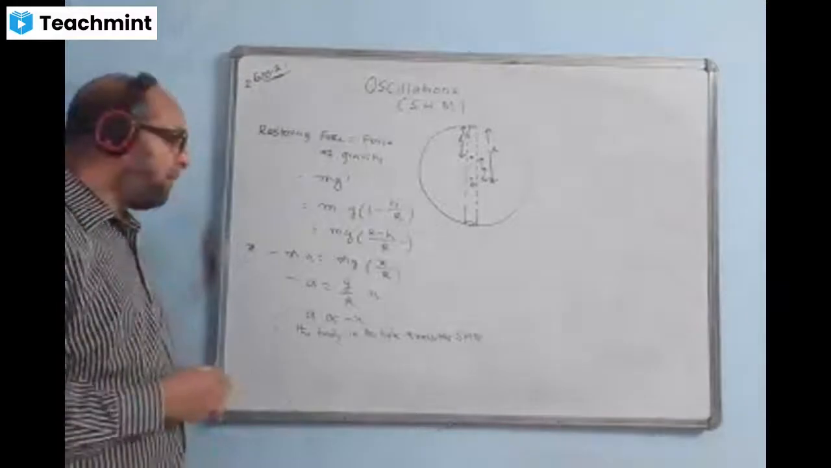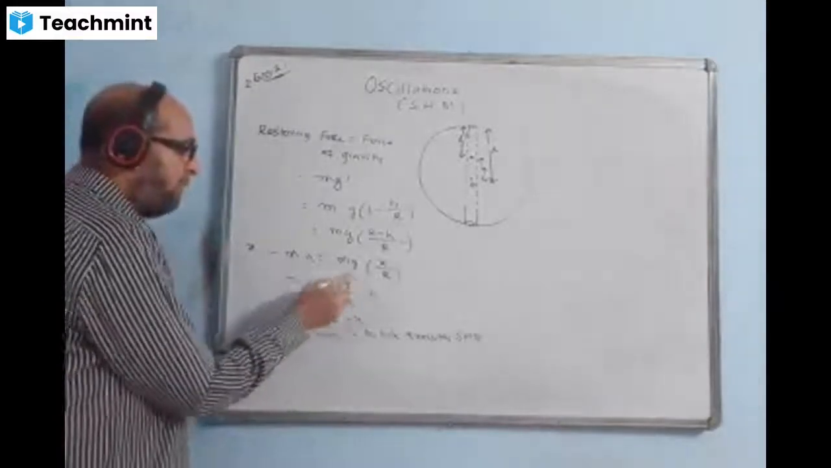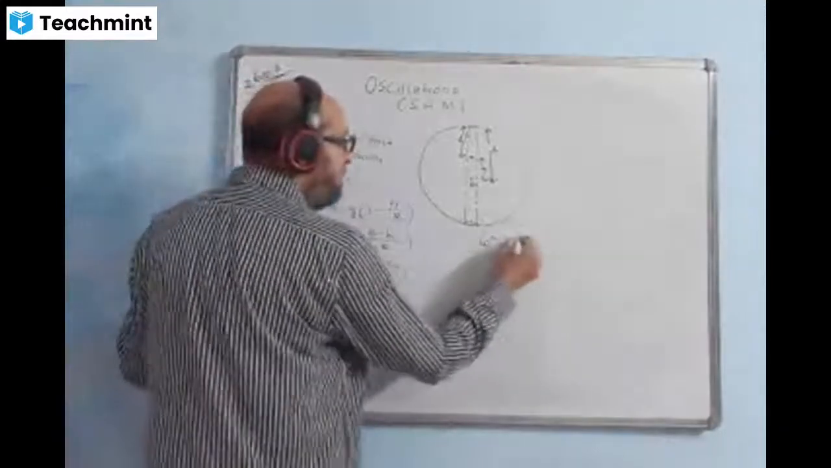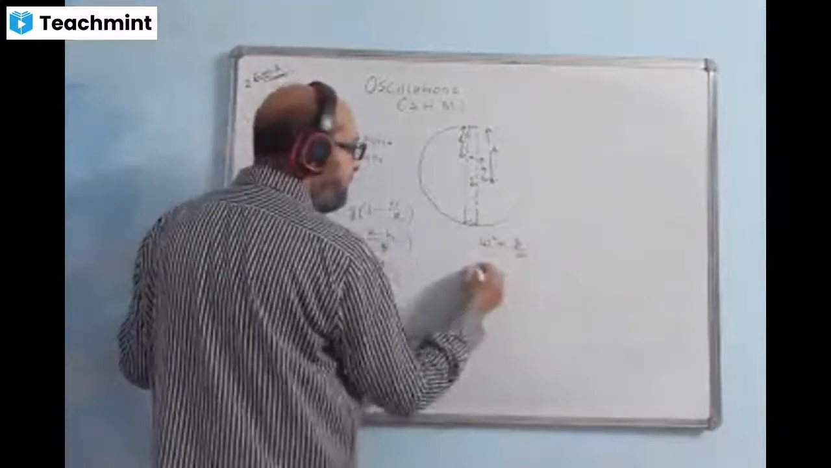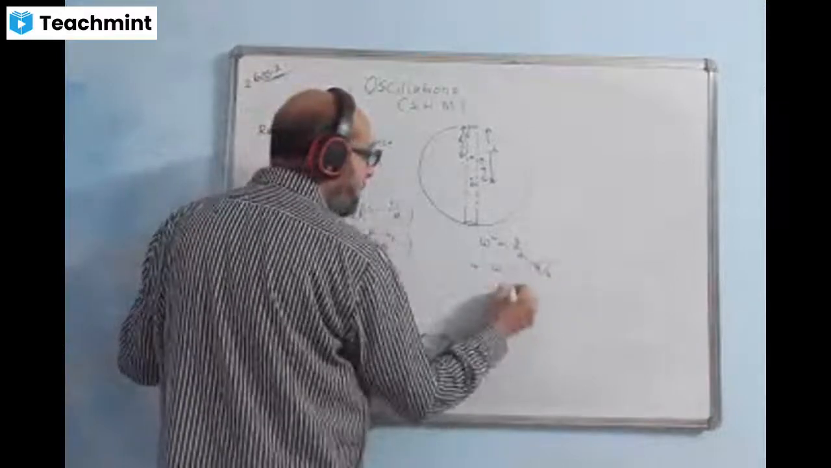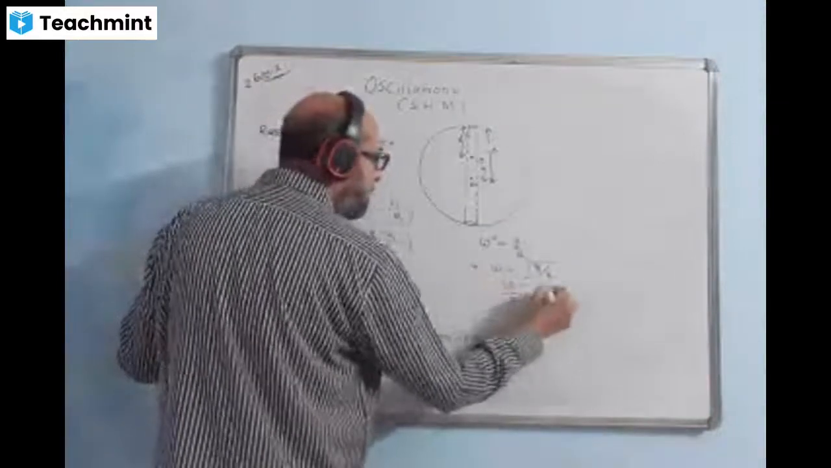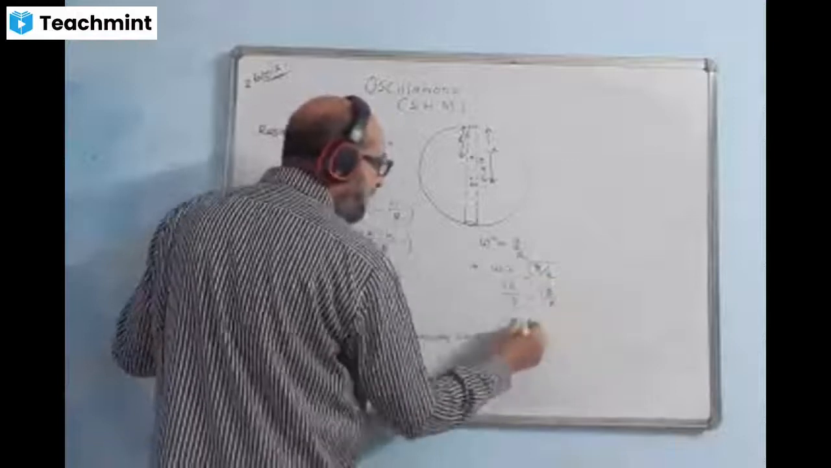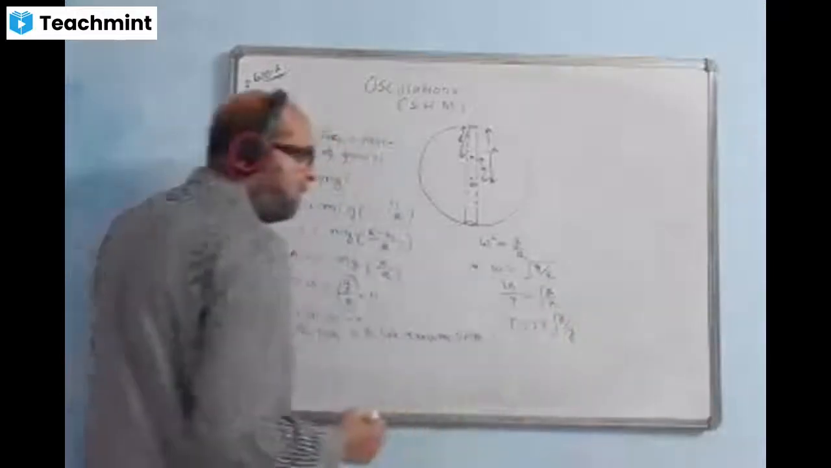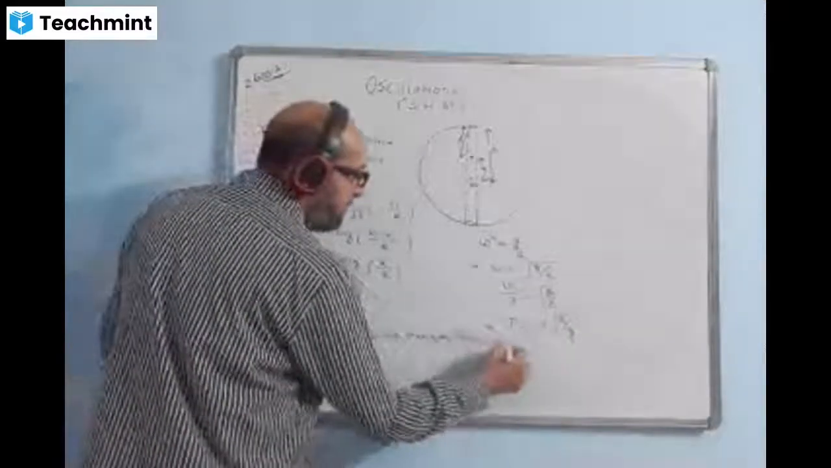Now we have to find time period. What is the value of omega square? G by R. Write down omega square value is coming G by R. Omega value will become root G by R. 2 pi by T is equal to root G by R. Therefore, time period value is coming 2 pi square root of R by G. Now you put the value and find the answer.